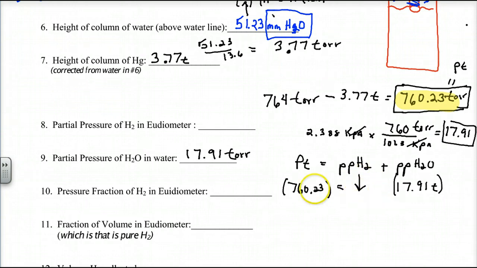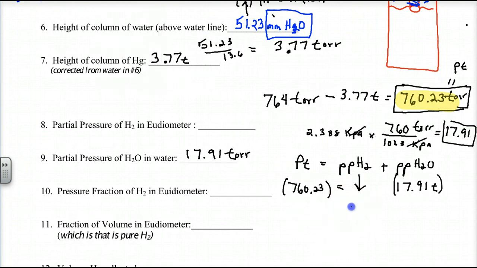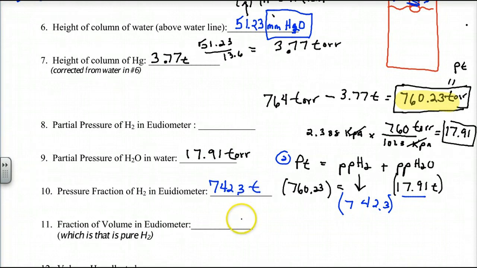Well, that's going to be subtracted, so minus 760.23. So I subtract that, and I get a number. Change the ink because I like to, and I make 742.3 torr. Obviously this pressure plus this pressure equals this pressure. Hey, Dalton's law, that's the second part. So my hydrogen is 742.3 torr.